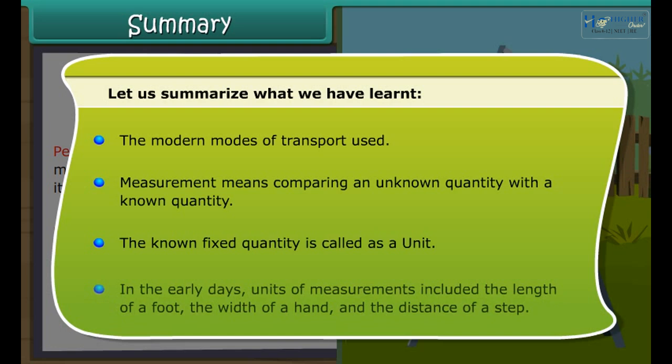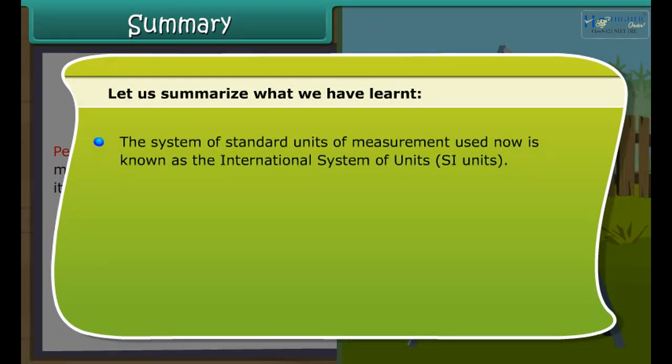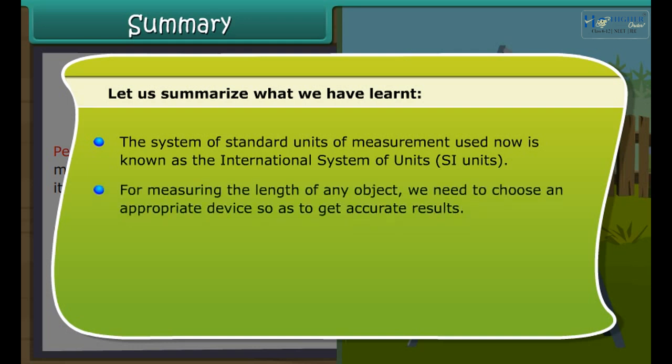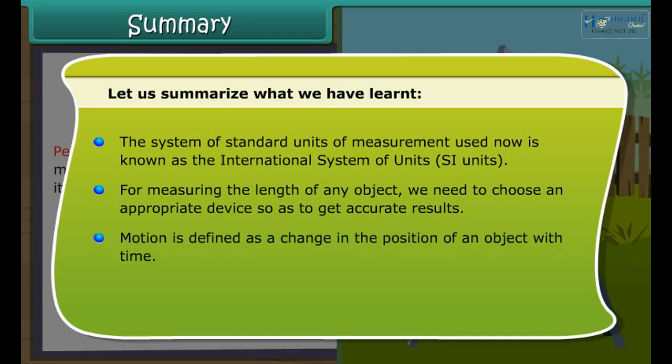distance of a step. The system of standard units of measurement used now is known as the International System of Units or SI units. For measuring the length of any object, we need to choose an appropriate device so as to get accurate results. Motion is defined as a change in the position of an object with time.